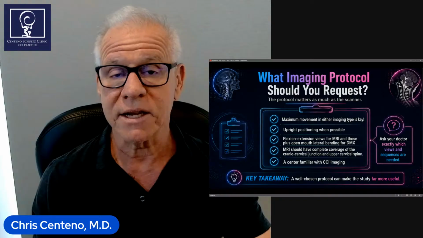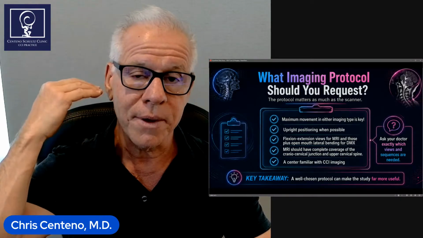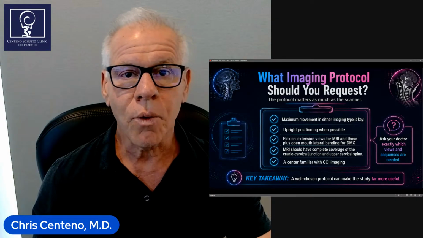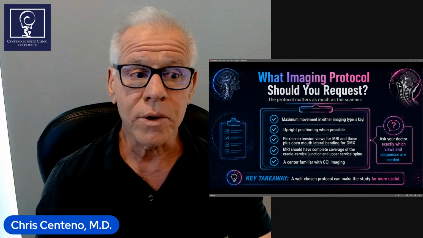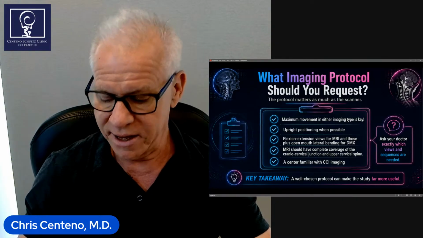So if we're looking at something in the craniocervical junction, you've got to make sure that they're going to go all the way up from C2 to the skull base. And then obviously you want a center that's familiar with what it is we're looking for, right? That's going to be a center familiar with CCI imaging.